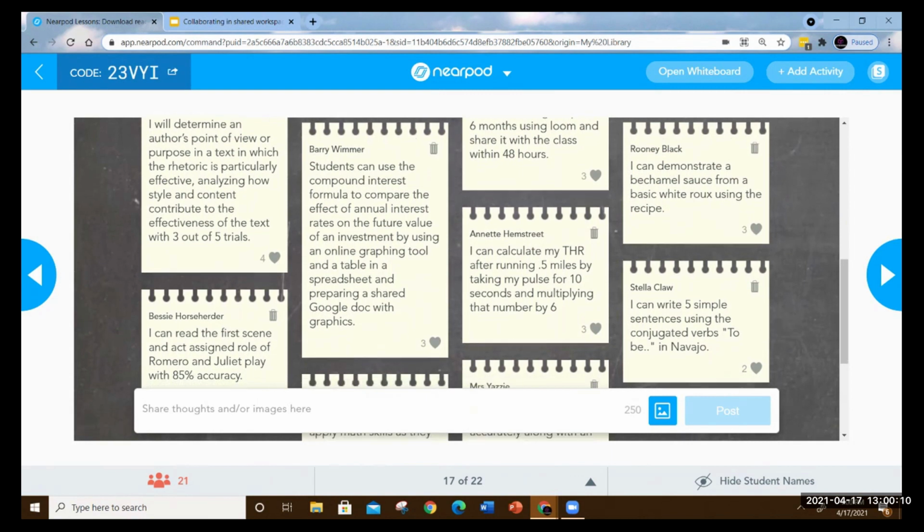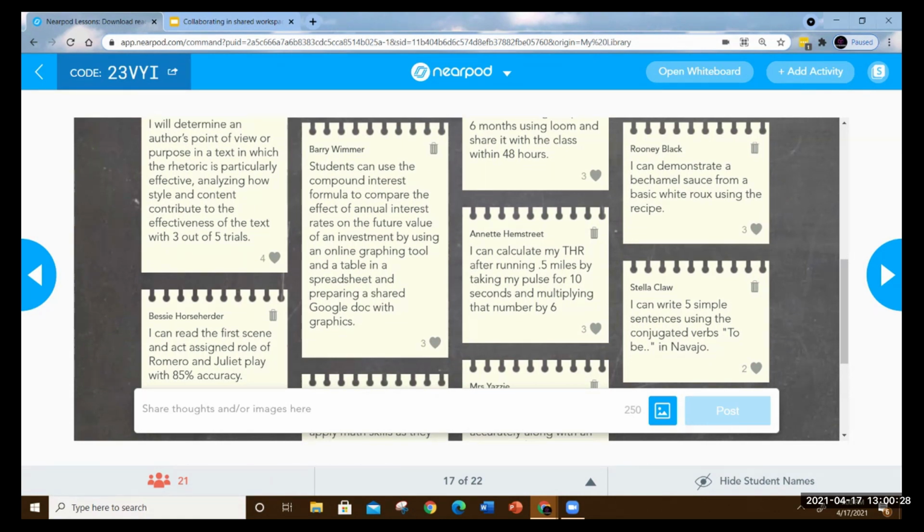Okay, can you be more specific, Barry? Don't say "using an online graphing tool." Are you teaching them a specific graphing tool? Because if you are, you should say "by using the online graphing tool such and such," right? Be specific.